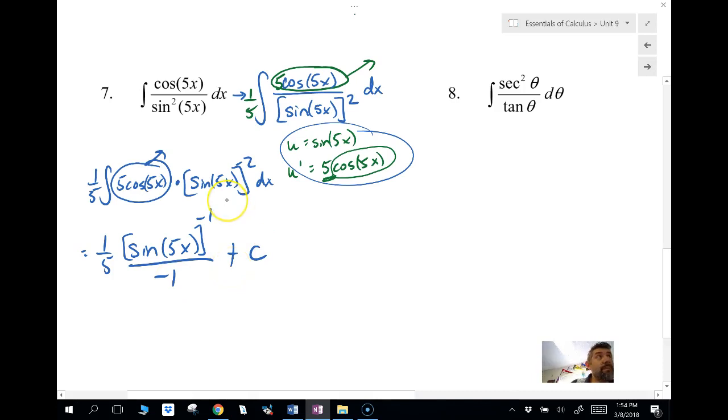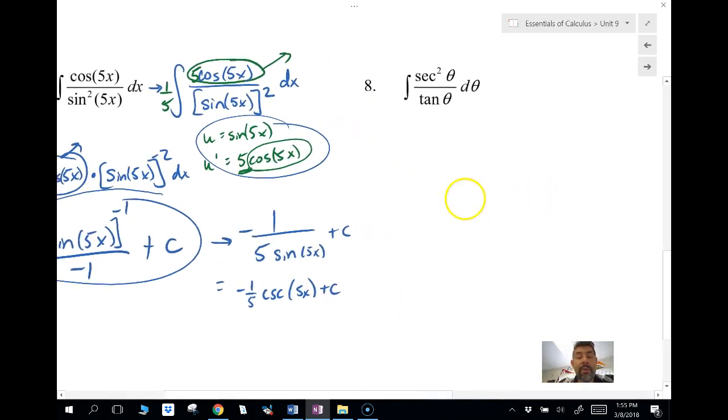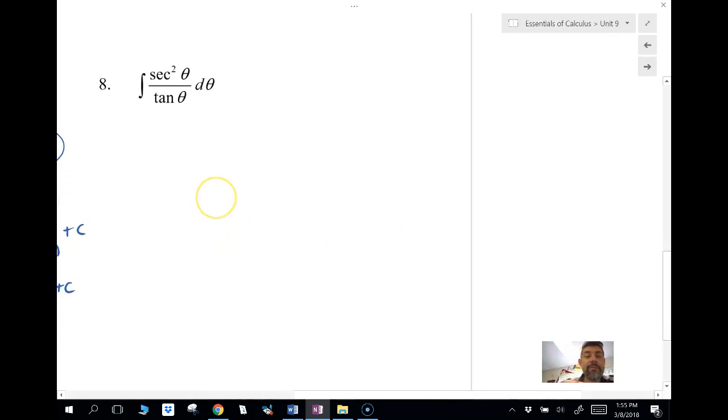All right. So you can either leave your answer like that, or if you really had to, because I know some of you are like, I just have to simplify: 1 over 5 sine of 5x plus c, which is negative 1/5 cosecant x plus c. Some of you are like, nah, I'm okay, I'll just do what you have there. That works.